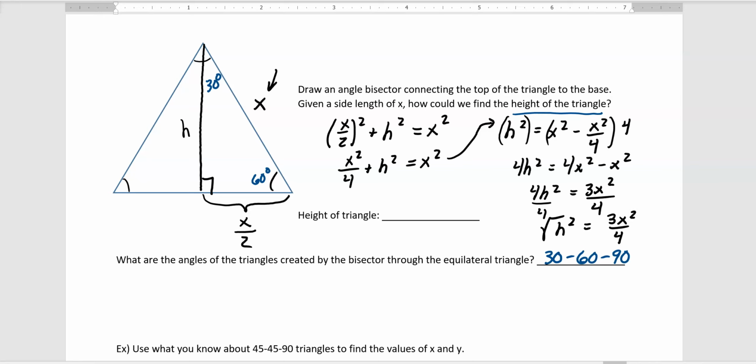So I need to take the square root of both sides to get h all by itself. Well, the square root of 4 is 2, right? So I'm going to have here, ooh, this will be fun. I'll have h equals root 3 times x over 2. So the height of the triangle, we could say, is root 3 of x over 2.